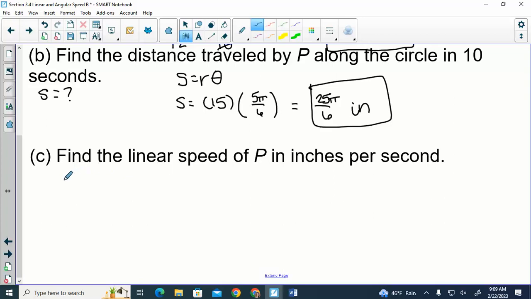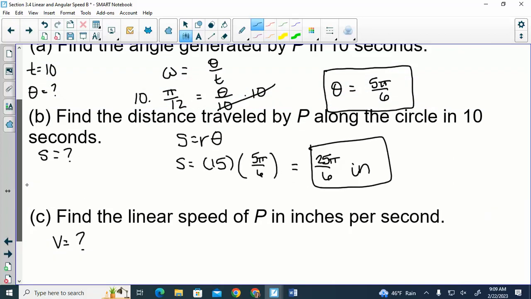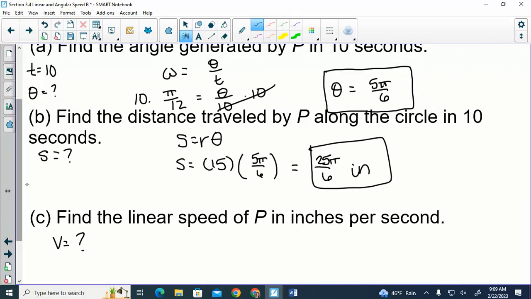C, find the linear speed. So linear speed is what variable? So I can do V equals S over T. Do I have S? Yes. Do I have a T? Yes. The other option is V equals R omega. Do we have R? Yeah. Do we have omega? Yeah. So we can use either one.